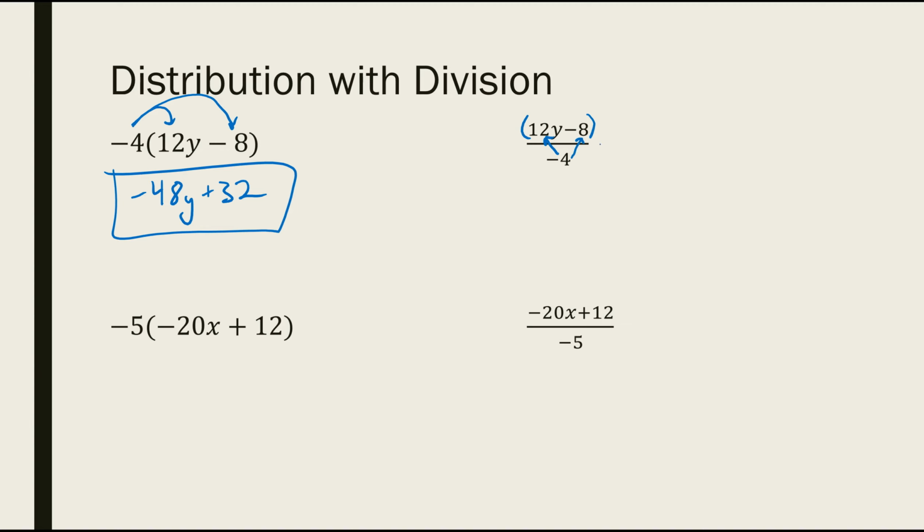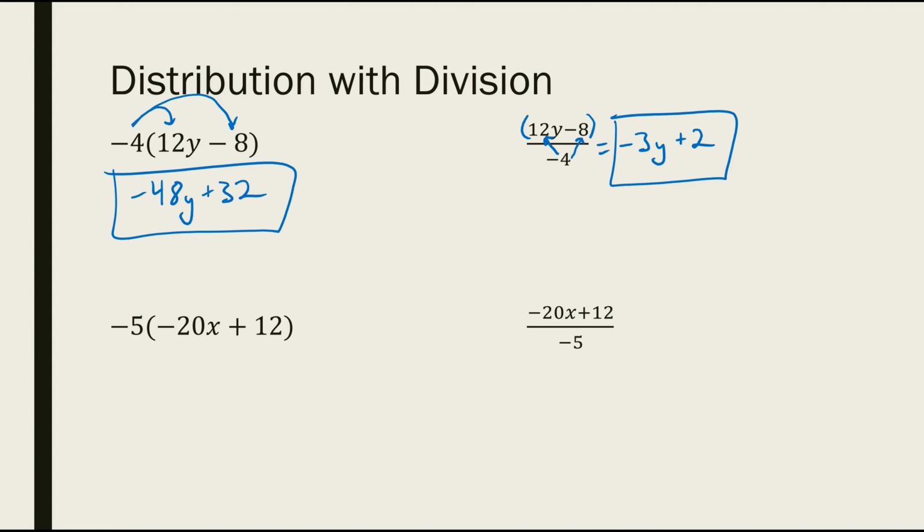It distributes. So 12y divided by negative 4, doing this one first, is negative 3y. Positive over negative makes negative, just like with multiplication, as long as there's one negative there. Negative 8 divided by negative 4 is positive 2. And again, just like with multiplication, if I have two negatives, they cancel to a positive. So this is my final answer. I distributed the division through.